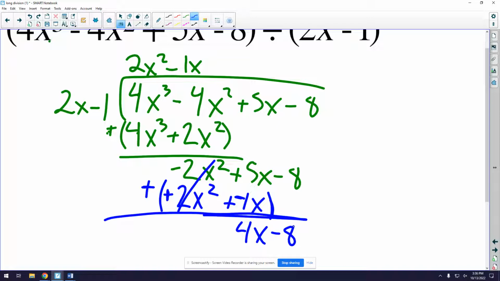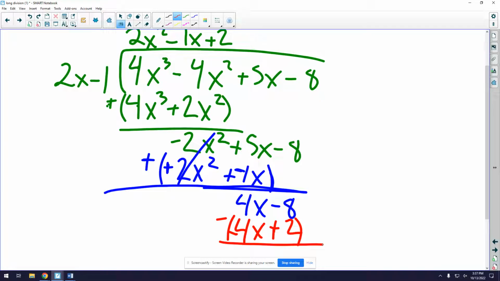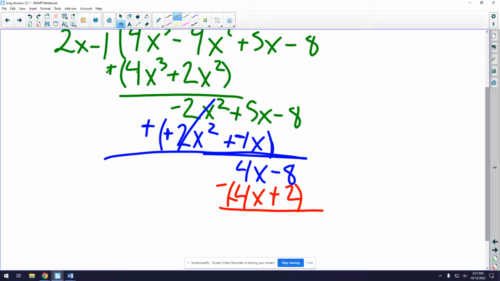Now I'm going to take that 4x and divide it by 2x. 4 divided by 2 is 2. And x divided by x cancels. Now we're going to multiply that 2 by both of your terms. 2 times 2x is 4x. 2 times negative 1 is negative 2. And I'm subtracting. So distribute the negative, making it a negative 4x and a positive 2. 4 minus 4 cancels, that's good. Negative 8 plus 2 is negative 6.